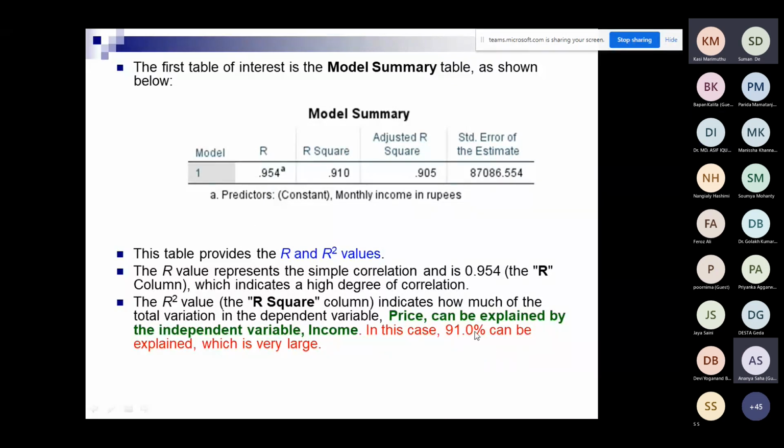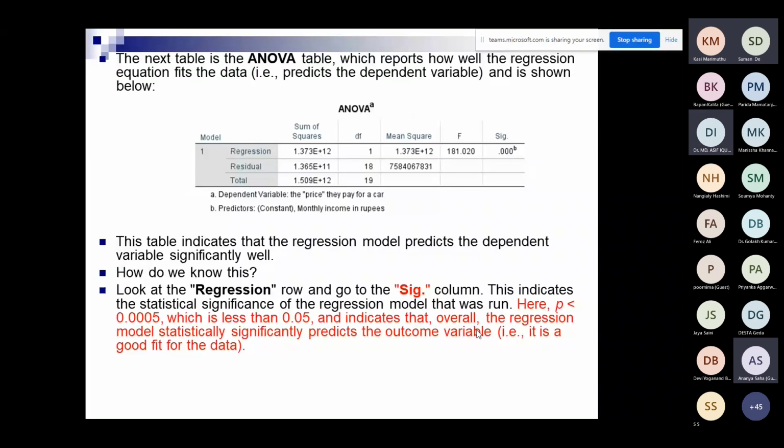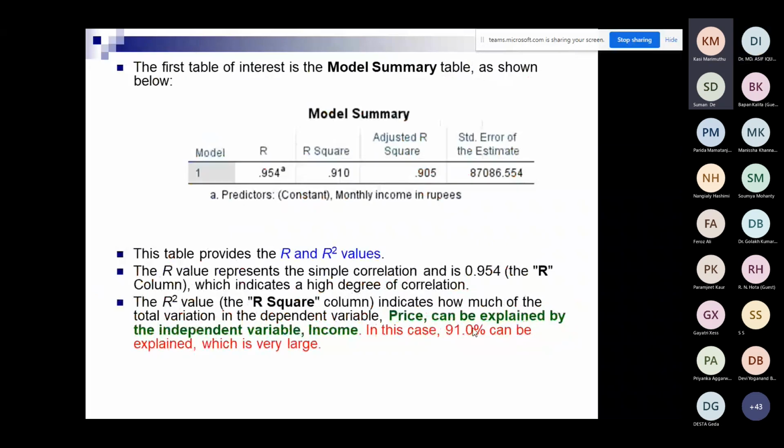Any doubt so far? No, sir. And what then is the adjusted R square, sir? Adjusted R square is not needed for a simple linear regression. For example, in multiple regression, adjusted R square is needed, because it is explained nullifying the effect of the other variables. So in simple linear regression, you can use R square. When you run the multiple regression, you use adjusted R square.